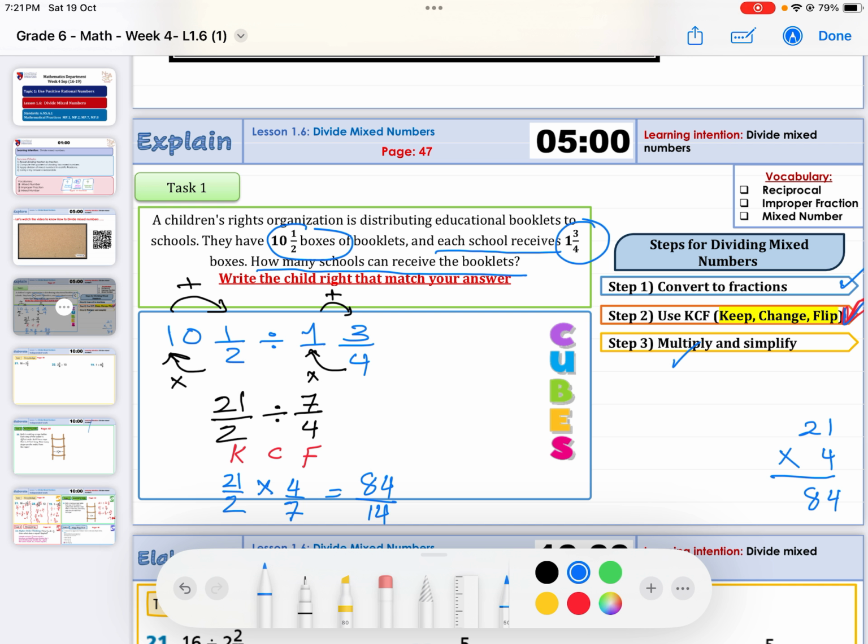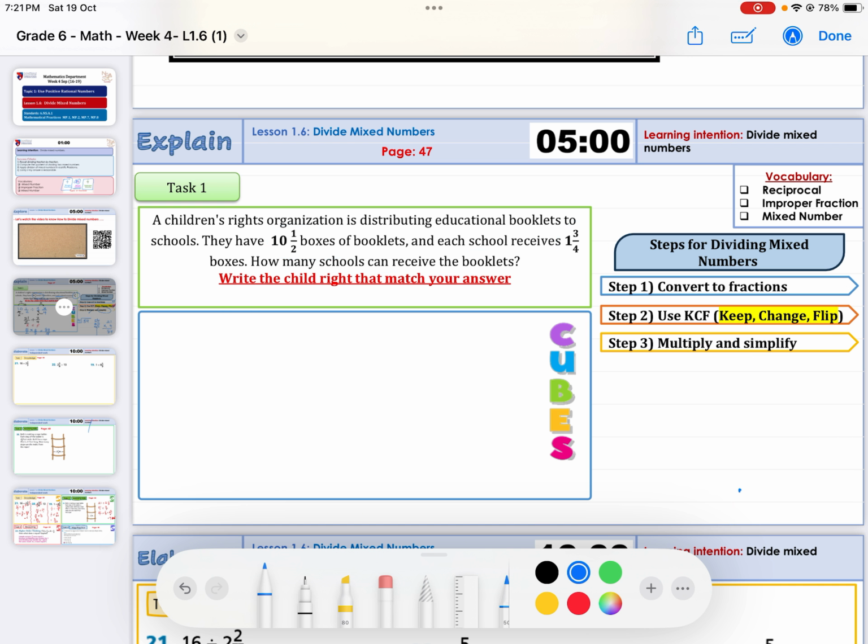And now, last step, we're going to simplify. How do we simplify? Since we got an improper fraction, the easiest way is to use long division, or you can skip count by 14. How many groups of 14 can I have in 84? You can write the times table of 14: 14, 28, 42. Skip counting until you get the answer.